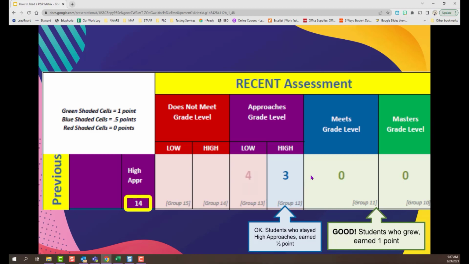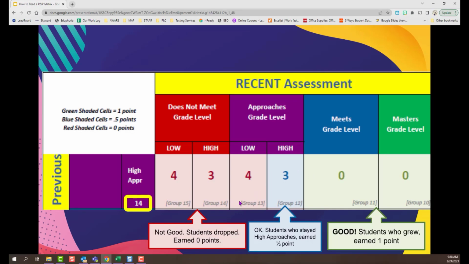So what is that extra little push we need to give them to get to that meets grade level? And then I've got 4 that dropped to low approaches, 3 that dropped to high did not meet, and 4 that dropped to low did not meet. So again, I need to go figure out who those kids are, and we can identify them by the group numbers that they're in. So 13, 14, and 15.